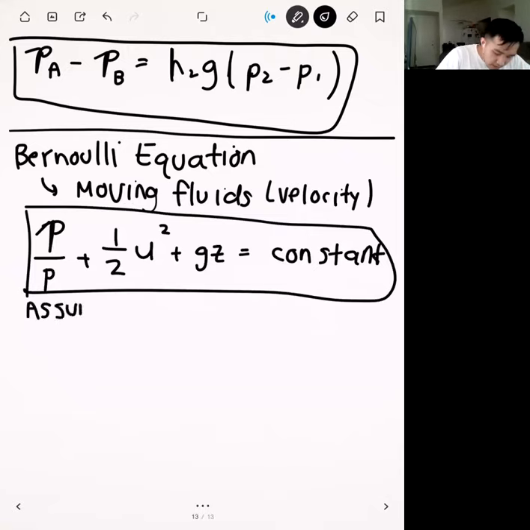But these come with a caveat. We have to make some assumptions here, and there are 4 key assumptions. First of all, we assume that the flow is incompressible.